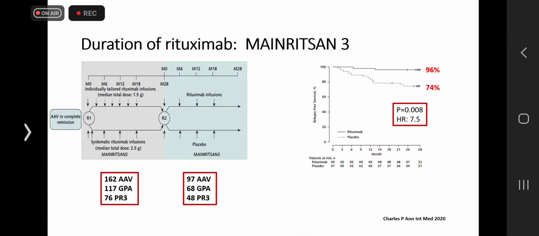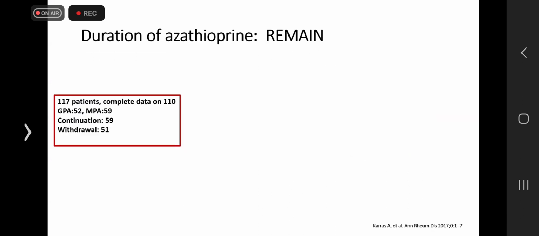So this is the MAINRITSAN 3 trial. Basically in MAINRITSAN 3, the top left, the first panel, is MAINRITSAN 2, which tested scheduled versus tailored rituximab infusions. Once they completed MAINRITSAN 2, they were allowed to participate in MAINRITSAN 3, which extended treatment with fixed dose rituximab 500 milligram every 6 months for another 4 doses, or gave placebo infusions. And what you see is when you extend the fixed dose rituximab treatment, the relapse-free survival was superior, 96% versus 74% in the placebo arm.